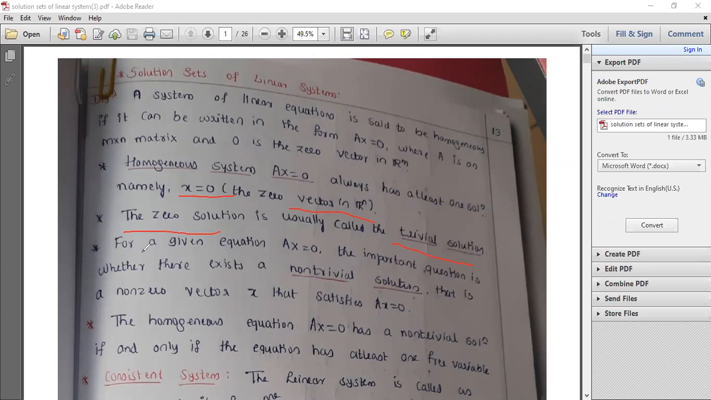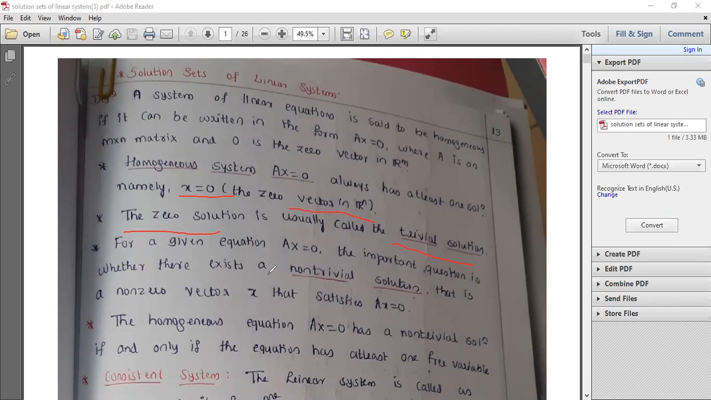Okay, then for a given equation Ax equal to 0, the important question is whether there exists a non-trivial solution also. If Ax equal to 0, then however many variables there are, if they are all equal to 0, it satisfies the equation. It is a trivial one. What about the non-trivial solution? Is there a possibility that we will get a non-trivial solution also? Yes, the answer is yes.